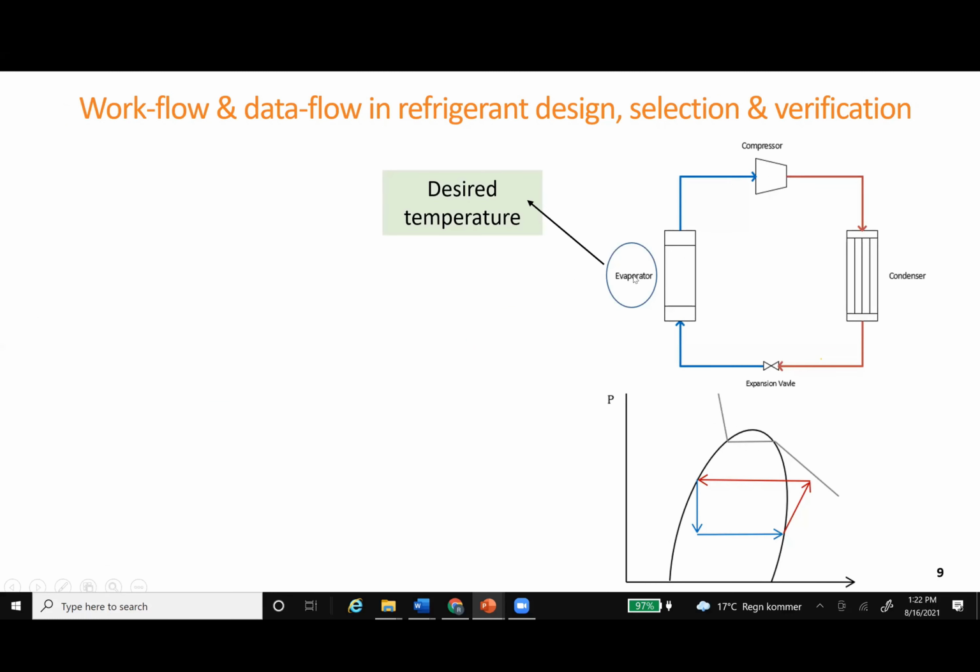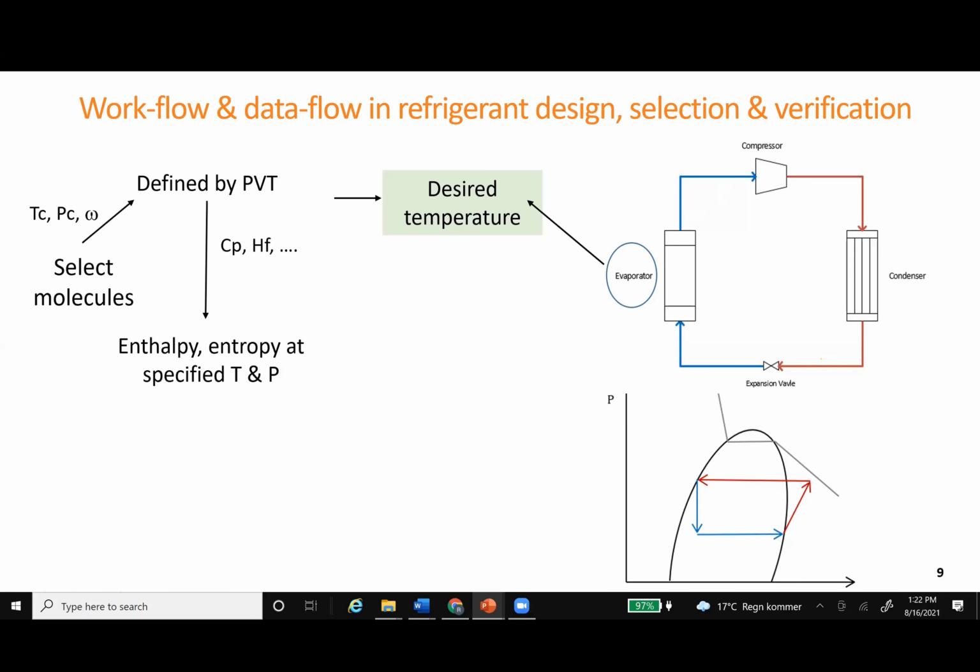So as I said, here is the room temperature we want to cool that we set. And so this temperature here has to be lower than this temperature. So we have the desired temperature, and this temperature related to all the other temperatures here is defined by the PVT relationship of the fluid. So we need a fluid whose critical temperature, pressure, and eccentric factor will define the PVT relationship. And with the PVT relationship, it will also calculate the heat capacity, heat of formation, other properties that are needed to calculate the enthalpy and entropy.